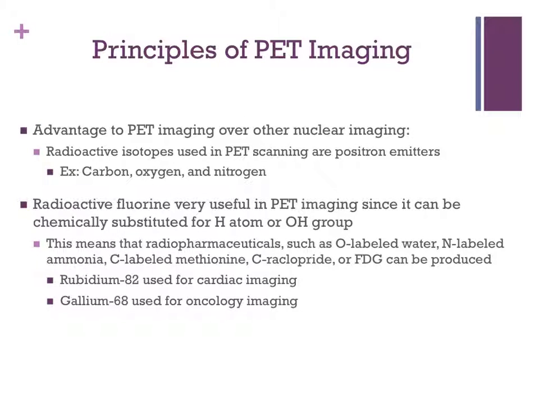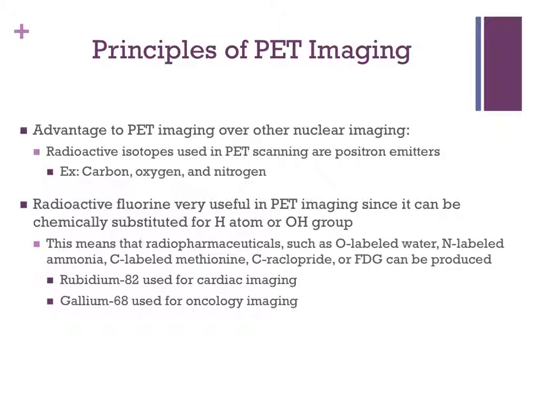One advantage to PET imaging over other nuclear imaging techniques is that many of the radioactive isotopes of elements of biological interest, such as carbon, oxygen, and nitrogen, are positron emitters, which means that the pharmaceuticals using these isotopes can be imaged using a PET scanner.